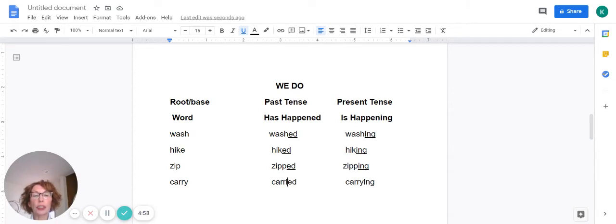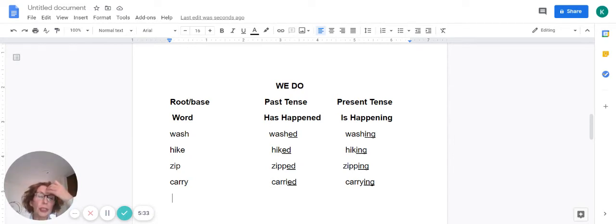All right, next word, carry, is our root or base word here, right? The inflectional ending we had added here, of course, is ed. I will underline that. And the inflectional ending here is ing. I will also underline that. All right, this column is past tense. I carried the bags of groceries for my mother. I am carrying the bags of groceries for my mother. Okay, here, this carrying of the bags has already happened. You carried them, it's past tense, and carrying means it's happening now.